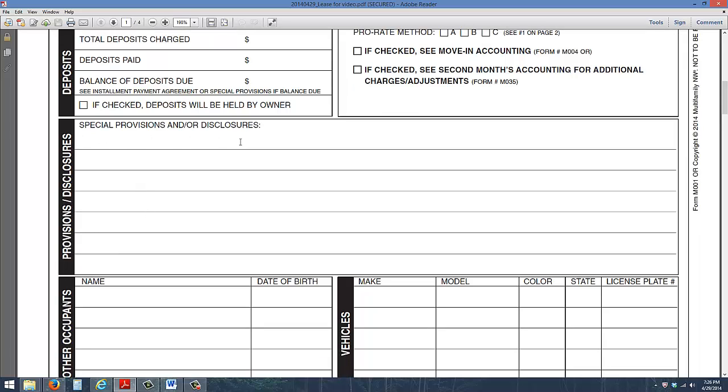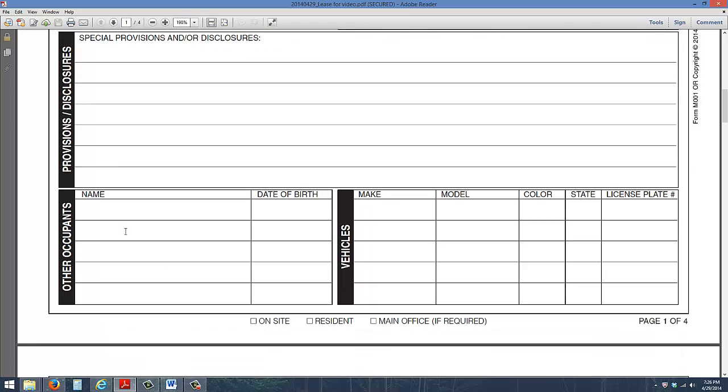This is a section where you'll have any special provisions or disclosures. And in this section we'll list any other occupants, and over here we'll list any information about your vehicles. So that concludes page 1, and now let's move on to page 2.